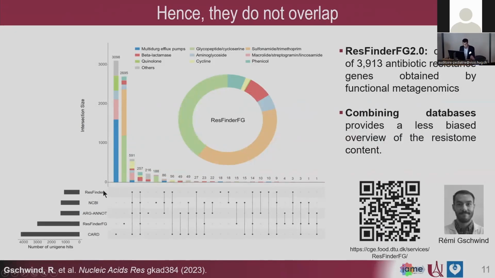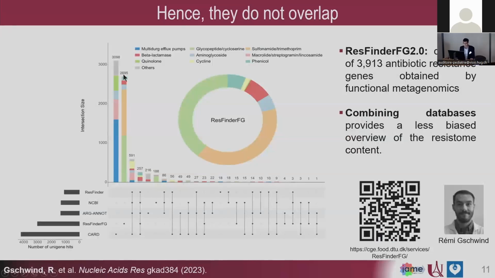In this complex graph, but not that complex, you can see that when you have a black dot, the gene has been detected. So for instance, in this line here for this category, all the 257 genes were detected by all the databases. But in this dot here, the 3,000 genes were only detected by CARD, and this relates to the very specific content of CARD.